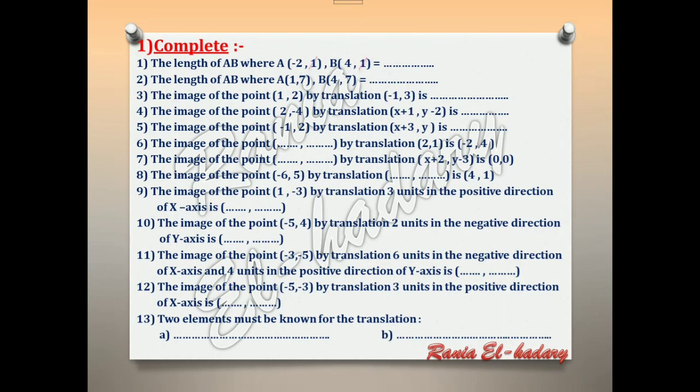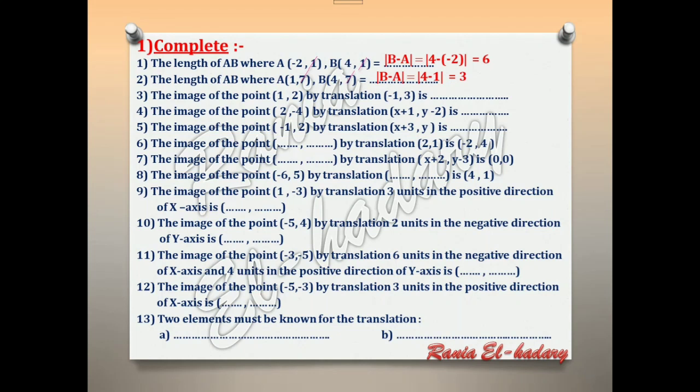So the length of AB equals the absolute value of B minus A, so the absolute value of 4 minus -2 equals 6. Number 2: the length of AB where A is (1, 7) and B is (4, 7). Cancel the similar 7 with 7. So we have 1 in A and 4 in B. So the length of AB equals the absolute value of B minus A, which is the absolute value of 4 minus 1, equals 3.